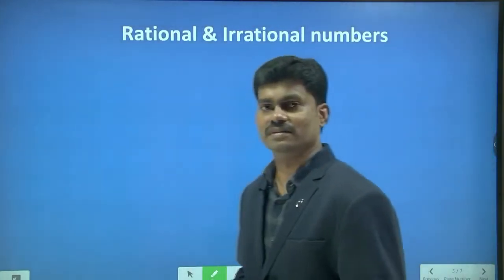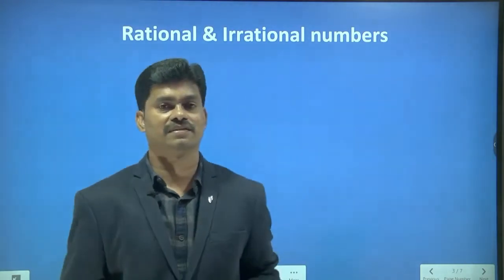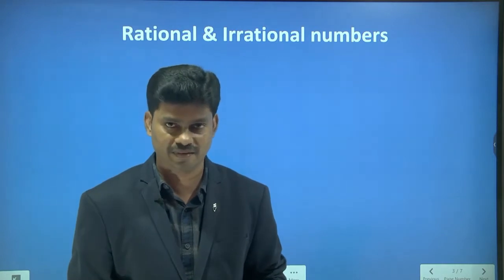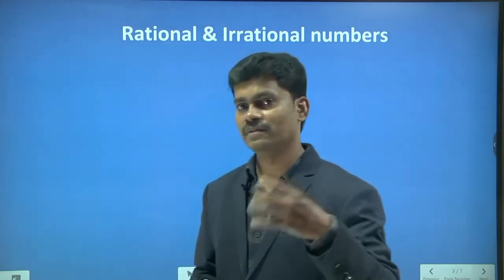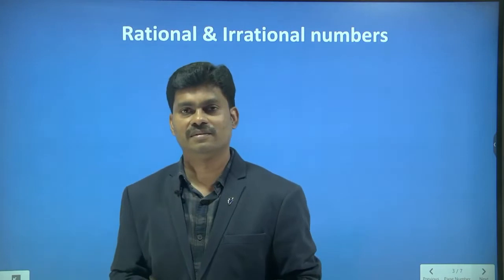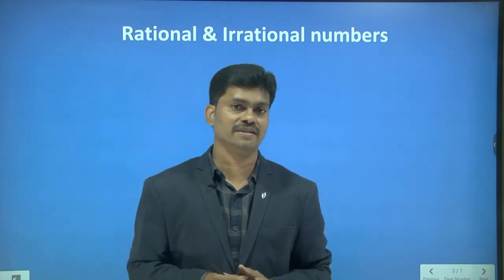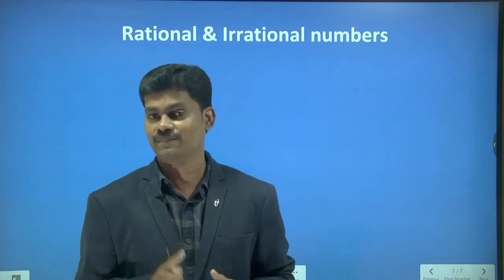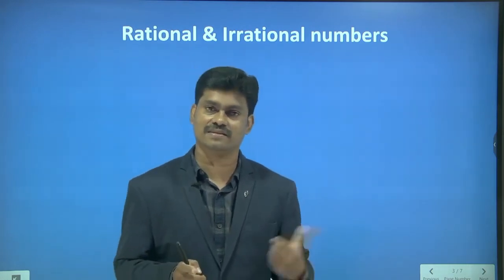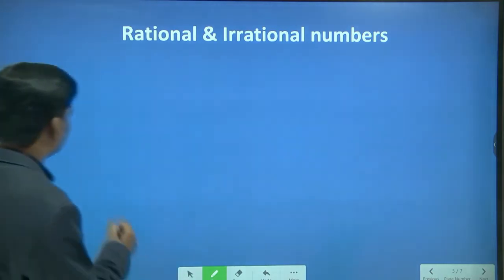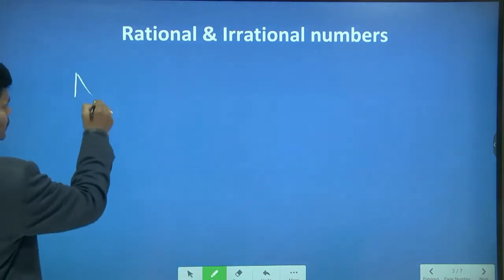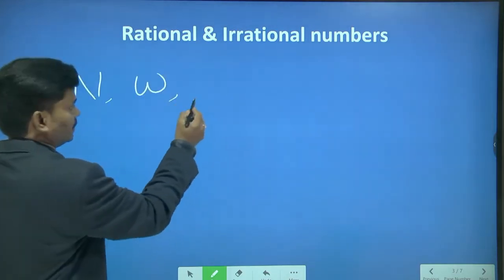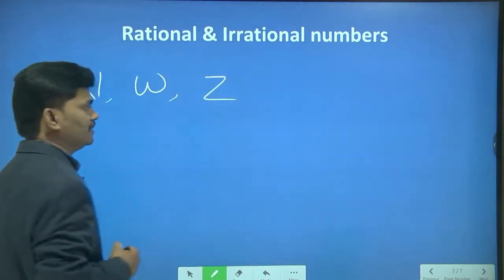So, real numbers. We know that real numbers are the combination of rational and irrational numbers, right? Before we go to rational and irrational numbers, let us see some more sets of numbers. Can you guess? Yes, you are right: natural numbers, whole numbers, integers and all. So let me write on the board.